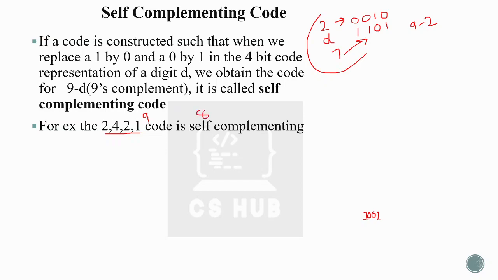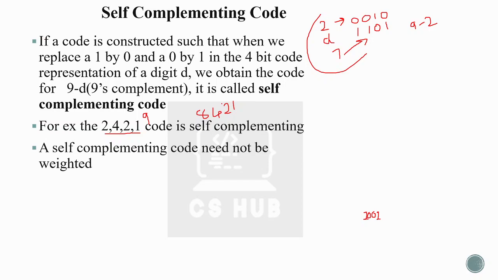And consider our 8421 code, commonly known as BCD code, right? Our BCD code is not self-complementing. Consider its weights 8421. 8 plus 4 plus 2 plus 1 is not equal to 9, right? So this code is not self-complementing.